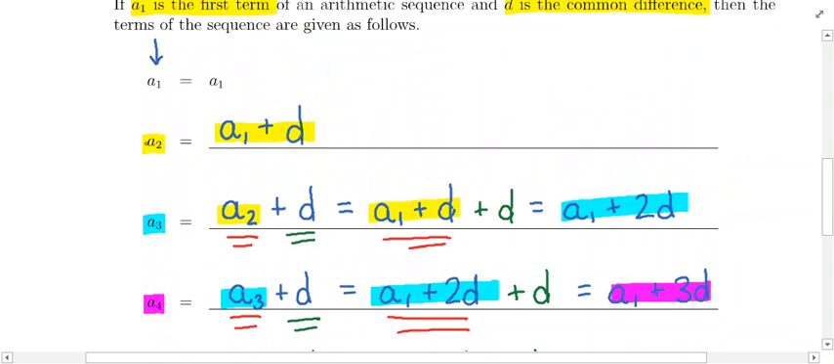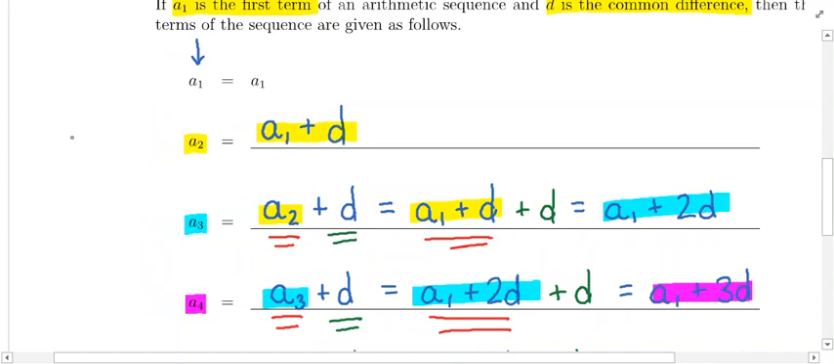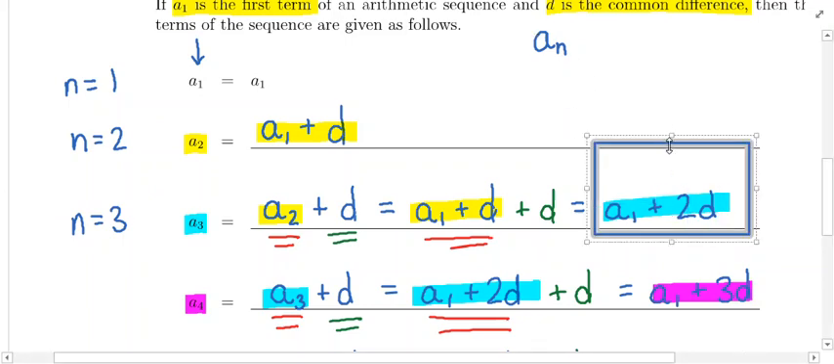If we do A2, this is going to be n equals 2. This is the second term in the sequence. If we were dealing with A1, our n value would be 1. Because what we're trying to do is come up with a formula for the nth term, which is an. So if n equals 2, that would give us A2, and the formula was A1 plus D. If we move on to n equals 3, where we're looking at A3, the formula at the end of the day is going to be this guy, A1 plus 2D.